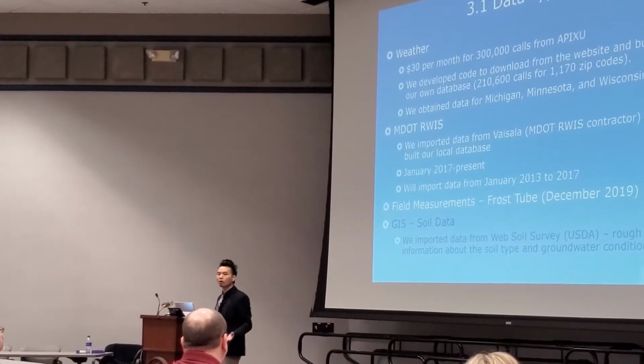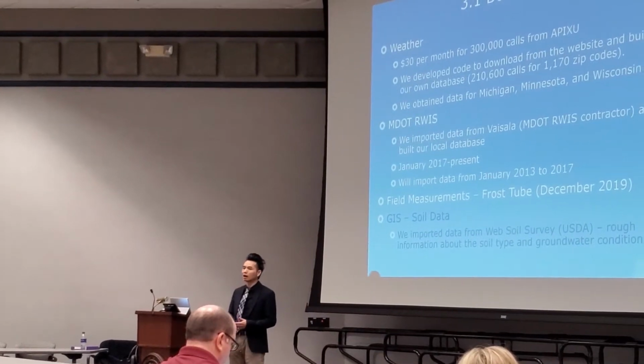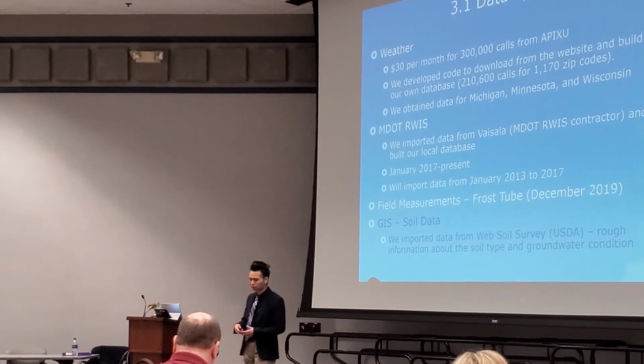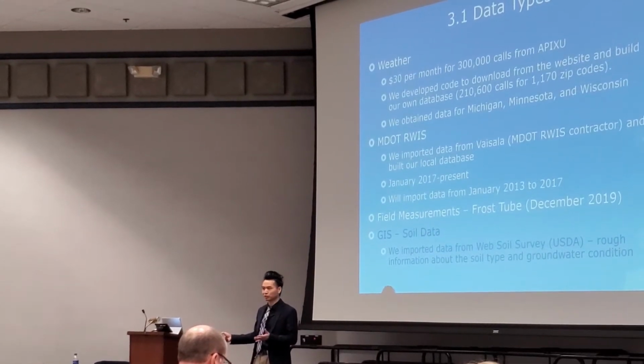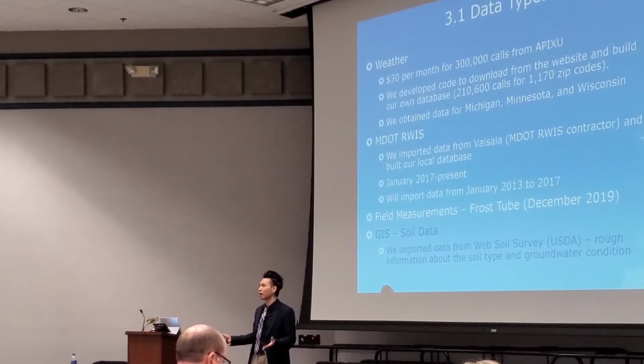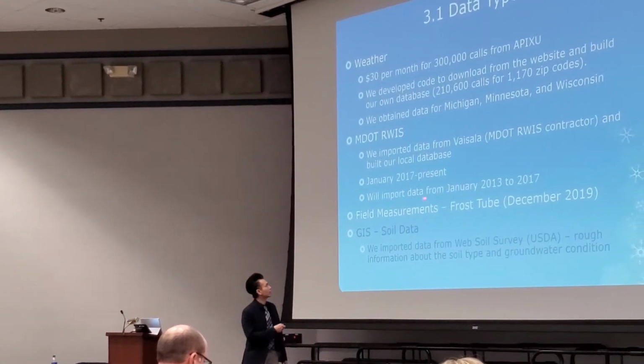Actually, there's some historical RWIS data before 2017. We got those from Brandon Moyer. The problem is that most of those historical data are not usable, for unknown reasons. So we cannot solve the problem.